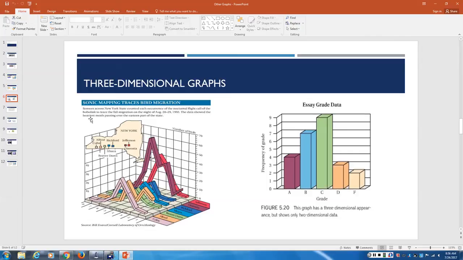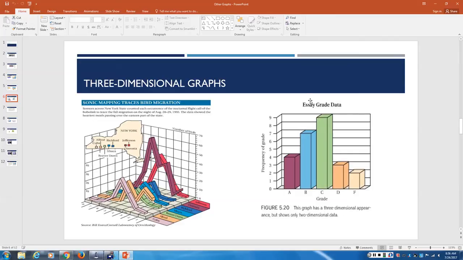It says sensors across New York State counted each occurrence of the nocturnal flight call of a bobolink to trace the fall migration on the night of August 28 and 29 in 1993. Wonder who funded that study. And the data showed the heaviest swath passing over the eastern part of the state. So the eastern part of the state is Oneonta, which would be this one.